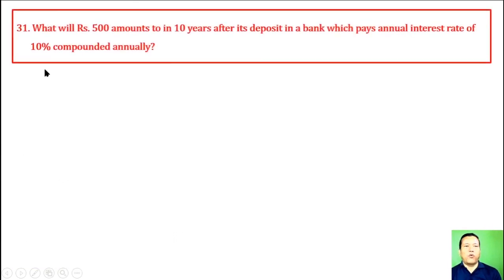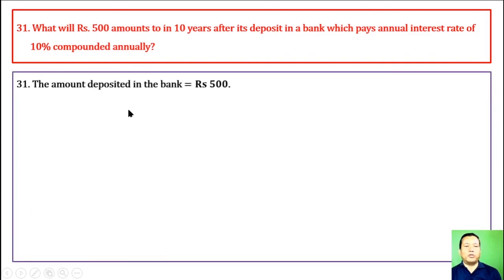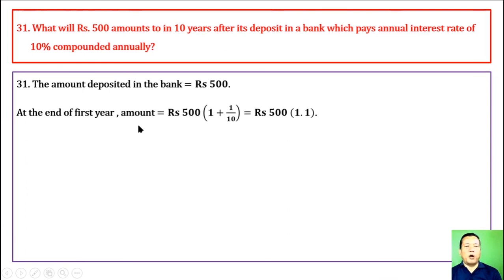Question number 31. What will rupees 500 amount to in 10 years after its deposit in a bank which pays annual interest rate of 10% compounded annually? The amount deposited in the bank is rupees 500. At the end of first year, amount will be rupees 500 times 1 plus 1 by 10, that is rupees 500 times 1.1.